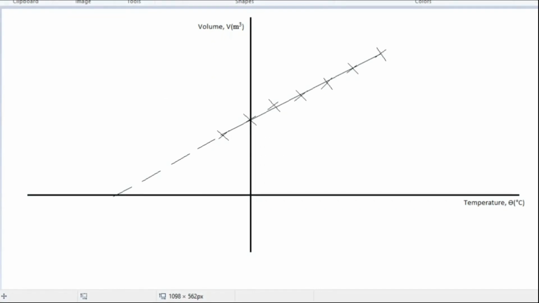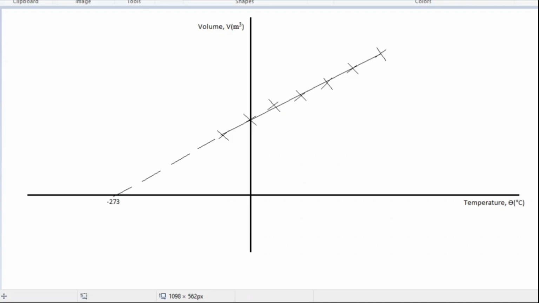So Lord Kelvin extended his line of best fit to the horizontal axis, where he logically surmised that the volume of the gas would be zero. He thought that this would be the coldest temperature possible because the volume of the gas could not become anything less than zero. In other words, it could not be negative.